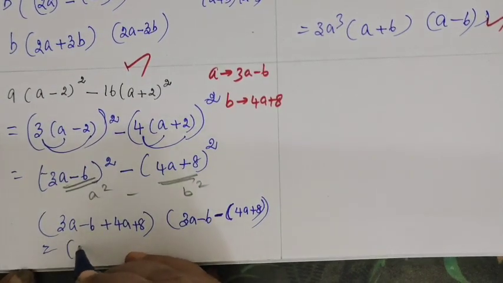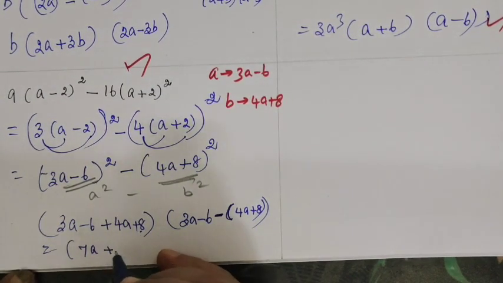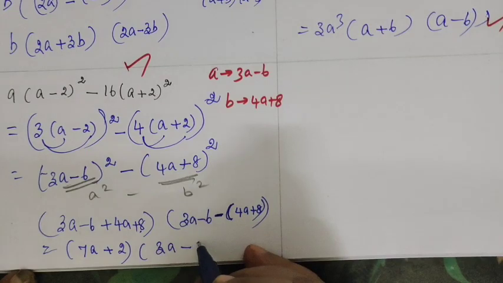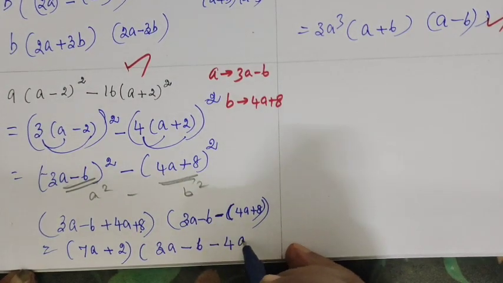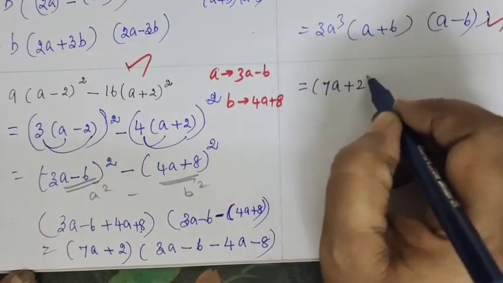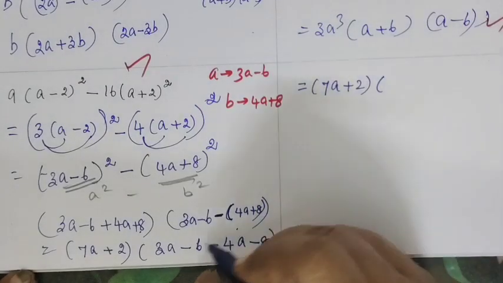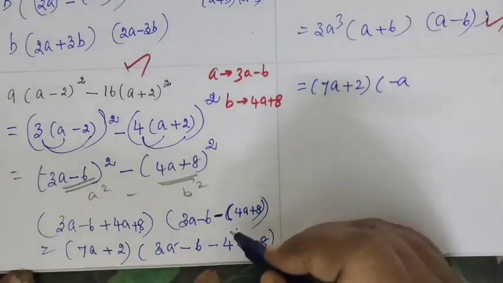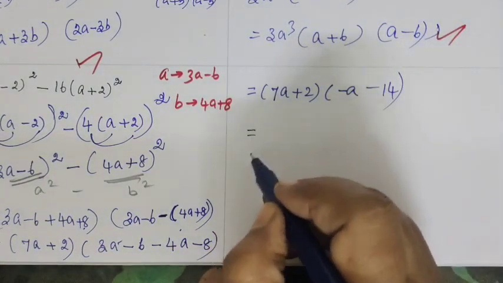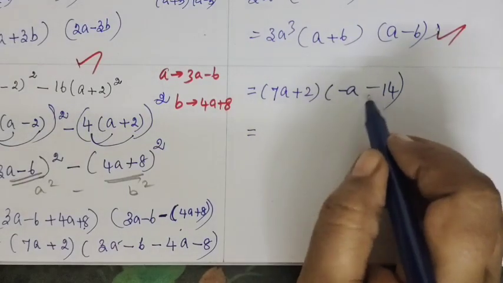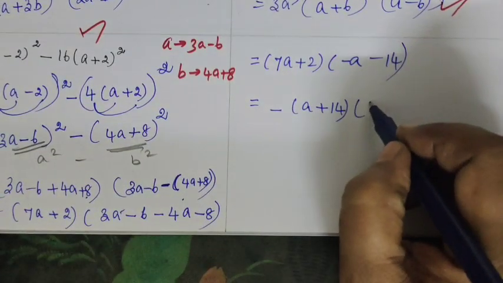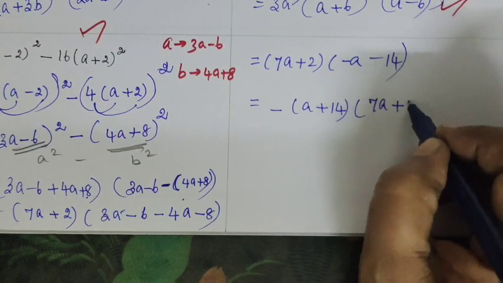3a plus 4a, 7a. 7a plus 8 minus 6, 2. Then bracket 3a minus 6 minus 4a minus 8. So equal to 7a plus 2, 3a minus 4a minus a, minus 6 minus 8 minus 14. So equal to, you can take minus common. So a plus 14, then 7a plus 2.